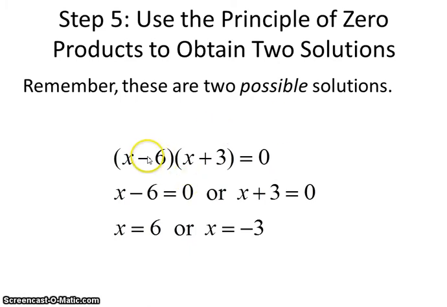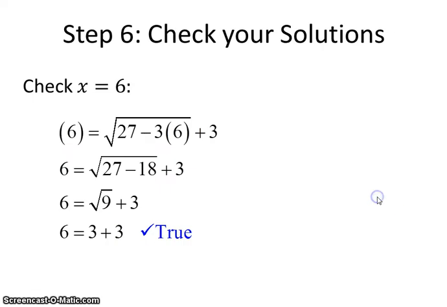We've got the situation of something times something equals 0. That means that one of these two things must be 0 in order for that to be true. So either x minus 6 is equal to 0 or x plus 3 is equal to 0. Add 6 to both sides here, subtract 3 from both sides here, and we get our two possible solutions, x equals 6 or x equals negative 3. Last step is very important. It's the one that is most often forgotten. We have to check our solutions into the original problem.